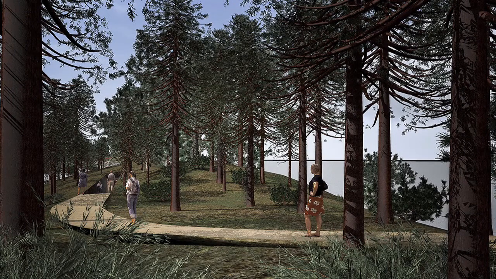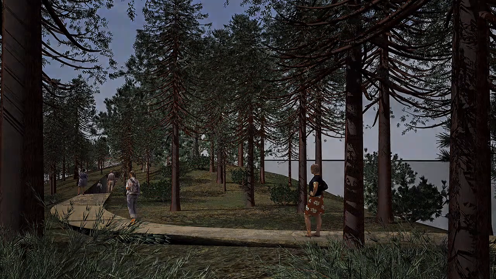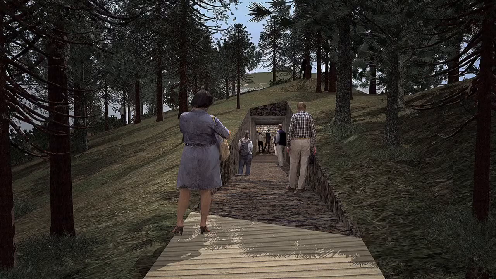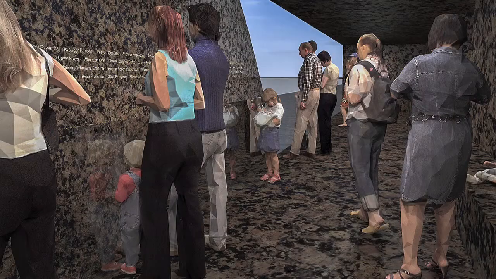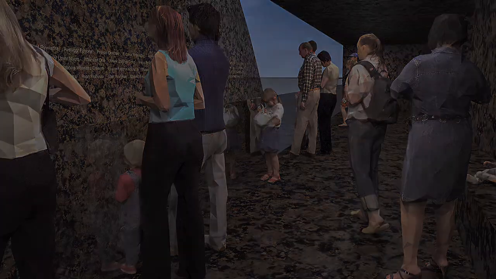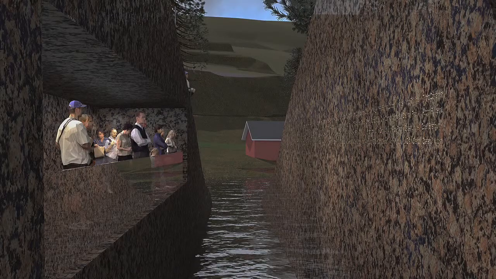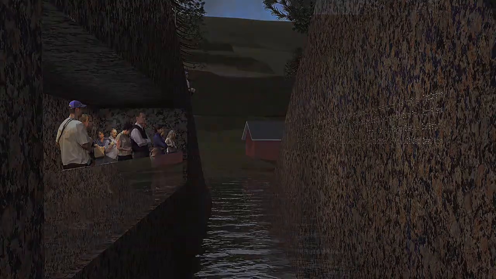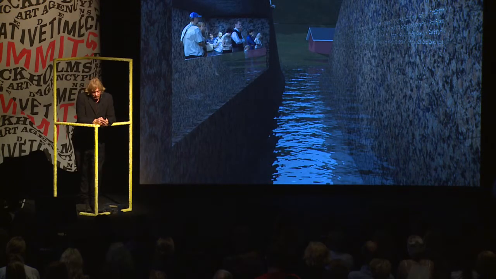You're taken there by a pathway through the forest, taken down to the ground, taken to the actual dramatic cut, where you see the names on the other side, and it's a 3.5 meters cut, and you see the names inscribed in the wall on the other side. You can see them, you can read them, but you can't reach them, so they are forever unreachable.